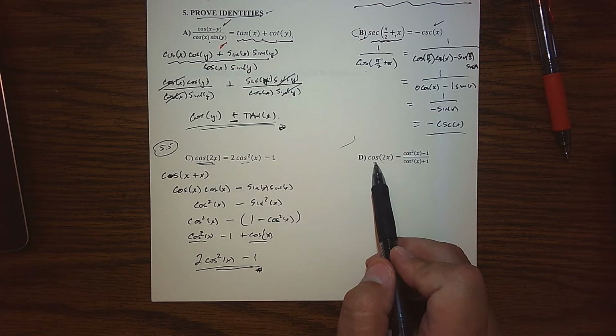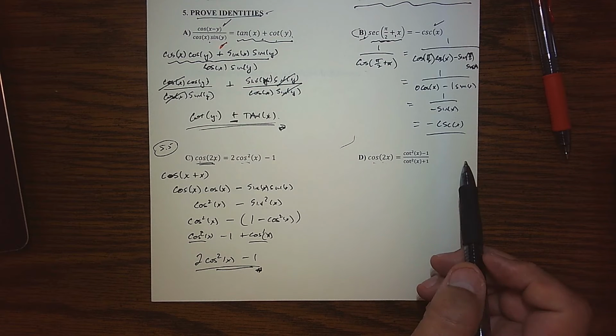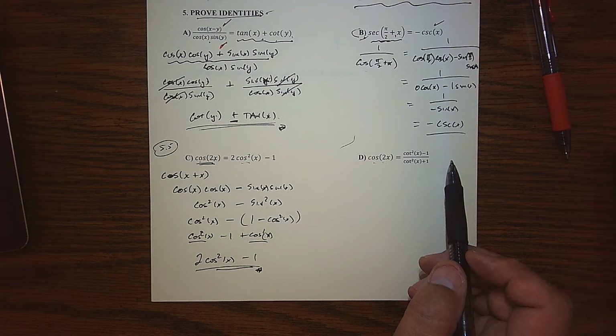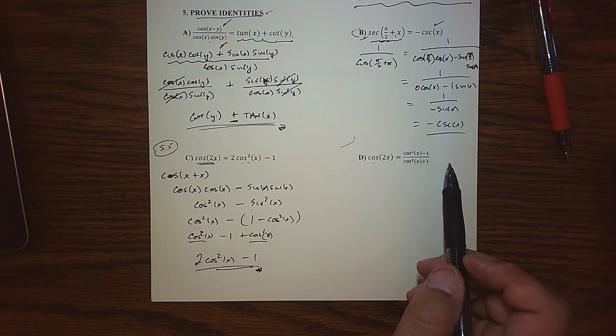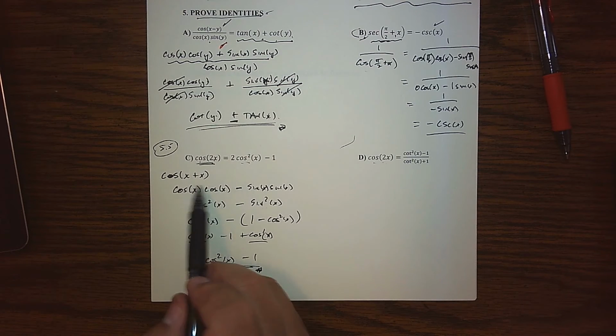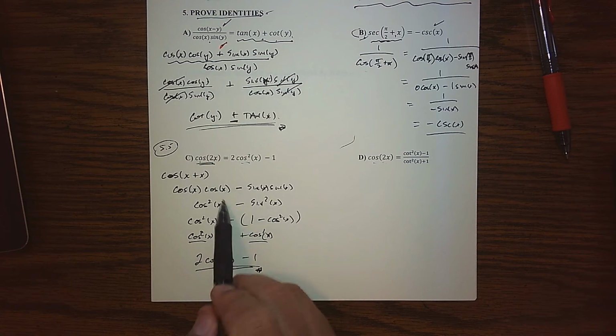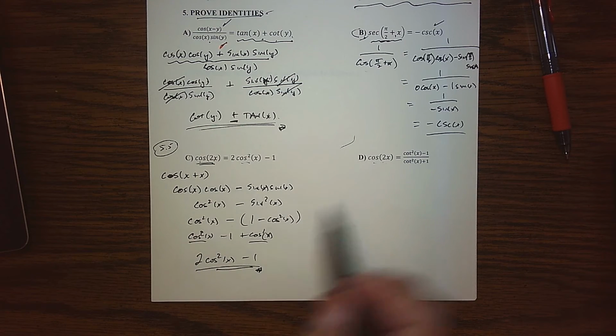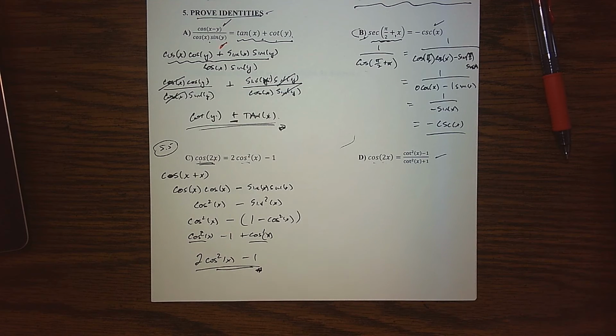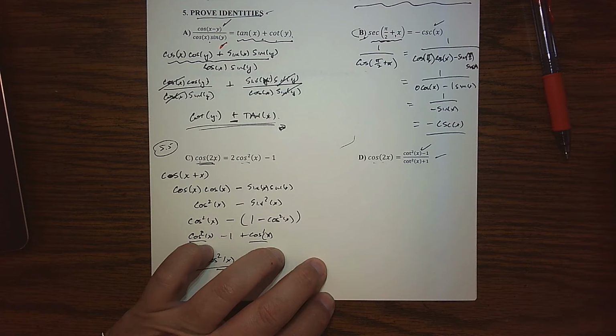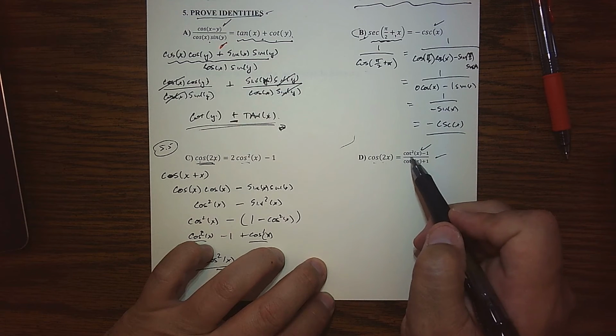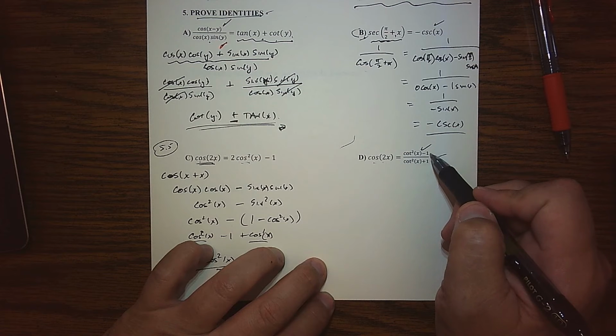How do I prove that cosine of the double angle is equal to this crazy cotangent squared x minus 1 divided by cotangent squared x plus 1? Well, this trick's probably not going to work, right? Because this is pretty clean, and it's going to be really hard to get that quotient in there. So typically, again, what we do is we work with the worst side first. And what I'm seeing is how about we just change things to sines and cosines.